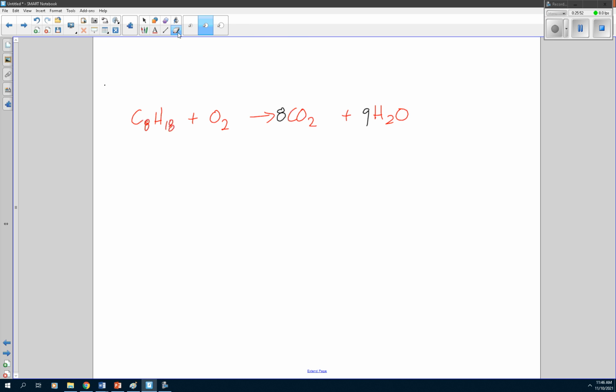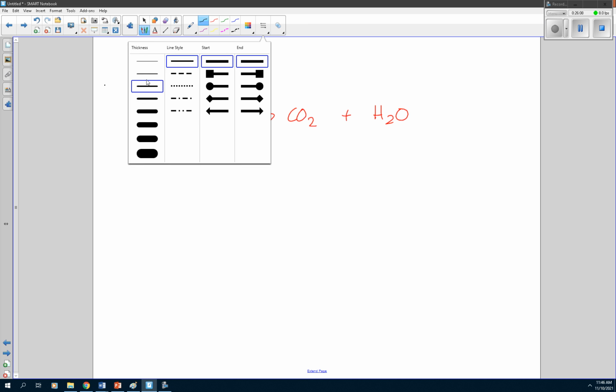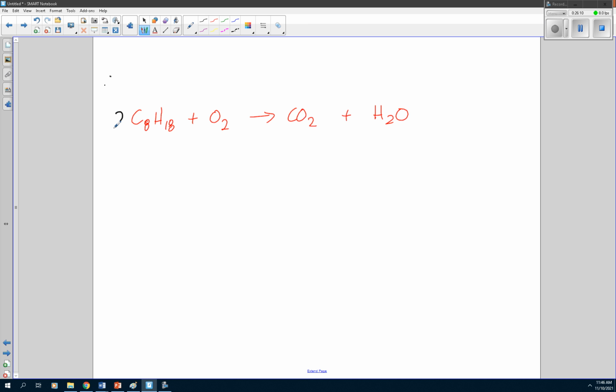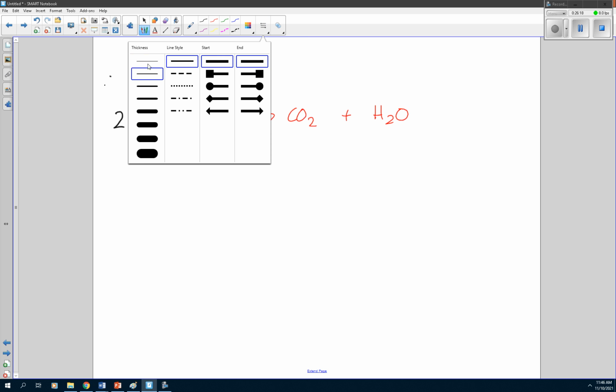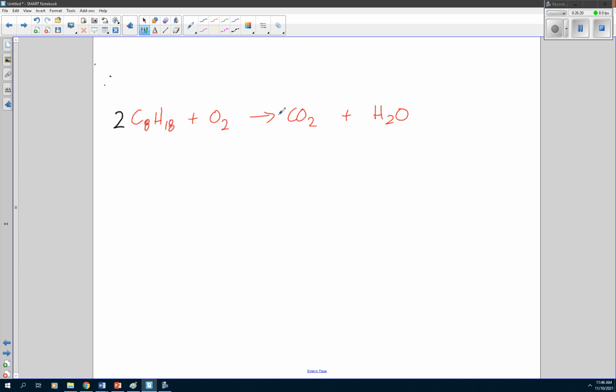Sometimes when you end up with something incorrect like this, the problem is that I ended up with an odd number of oxygens. So the only way to really get more oxygens is to double the amount of starting ingredients. If I doubled the amount of octane, now I've got 16 carbons. I can fix that on the product side by putting a 16 in front. And I have 2 times 18, or 36 hydrogens.